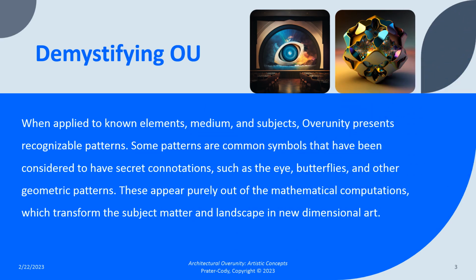This video seeks to demystify overunity as shown through new dimensional artwork. When applied to known elements, medium, and subjects, overunity presents recognizable patterns. Some patterns are common symbols that have been considered to have secret connotations, such as the eye, butterflies, and other geometric patterns. These appear purely out of the mathematical computations, however, which transform the subject matter and landscape in new dimensional art.